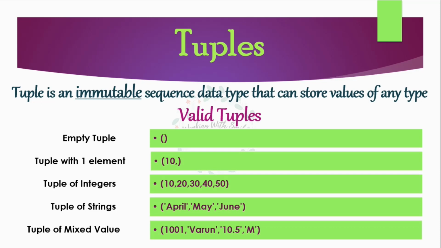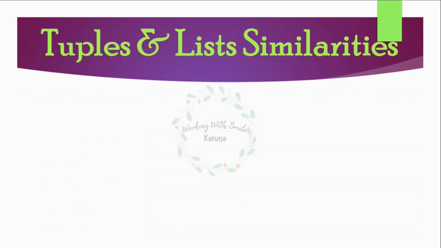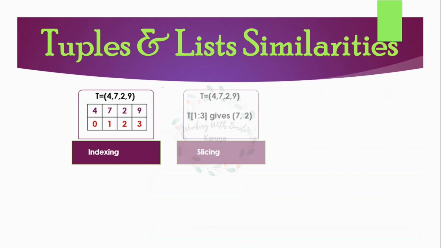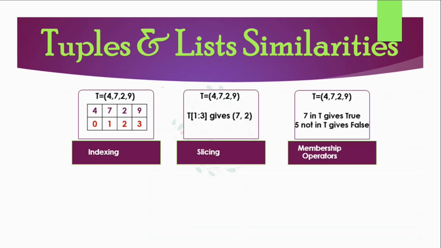As you can see in these examples, it somewhat looks like list, just a basic difference of parentheses and square brackets. So let's have a look at some of the similarities between tuples and list. Just like list as well as strings, we can have negative and positive indices in tuples also. Slicing, which is used to extract some part of the data type, like in list and strings, can also be applied on tuples. Membership operators, which are used to check whether an element exists inside a tuple or not.